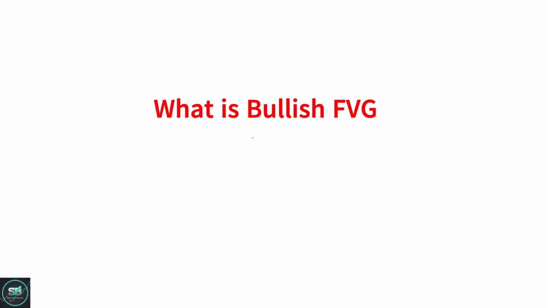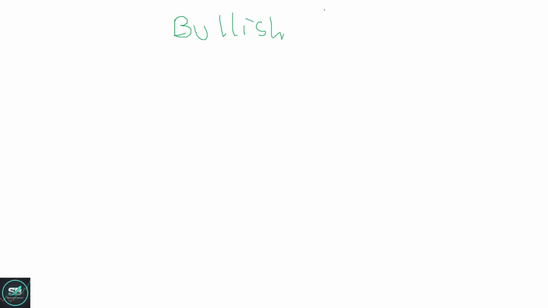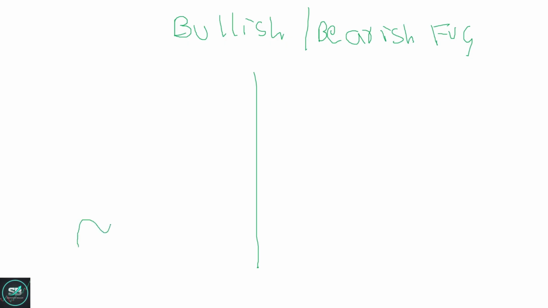Now let's understand what is bullish FVG and what is bearish FVG. Now you have understood the concept of FVG. Let's understand the concept of bullish and bearish FVG. Let's understand the bullish FVG. Market is going in the upward direction.